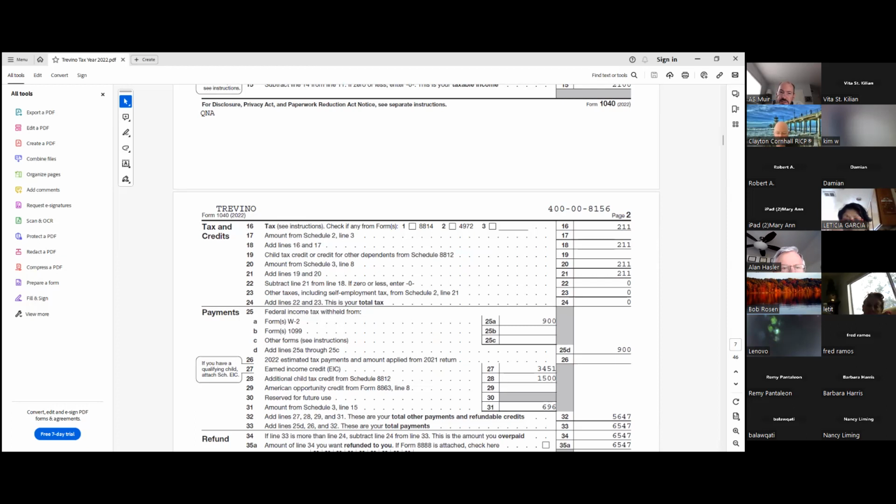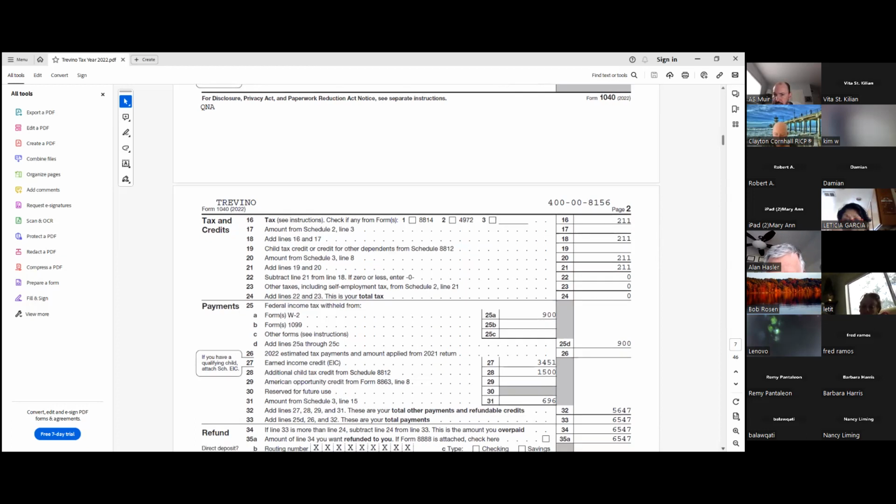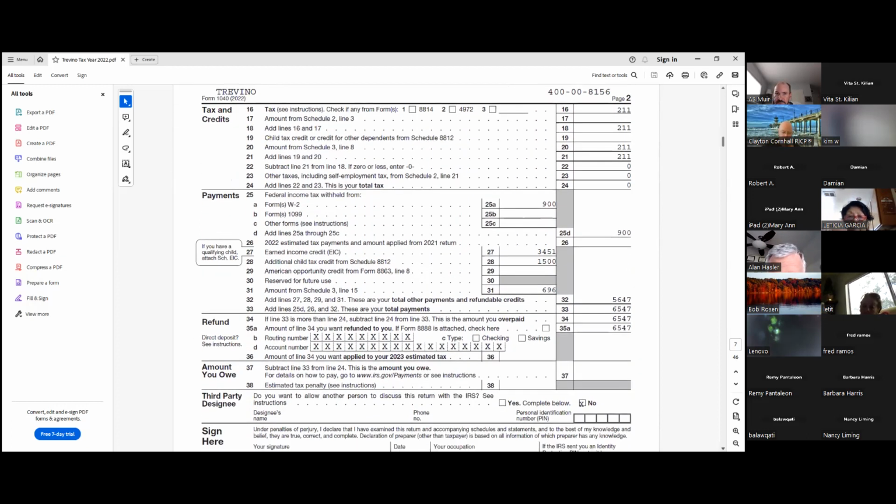Or I should say there's a credit, there we go, a credit. And we'll show you that credit. That credit offsets the income, which gives them a total tax liability of 0. And that's probably as good as it gets.